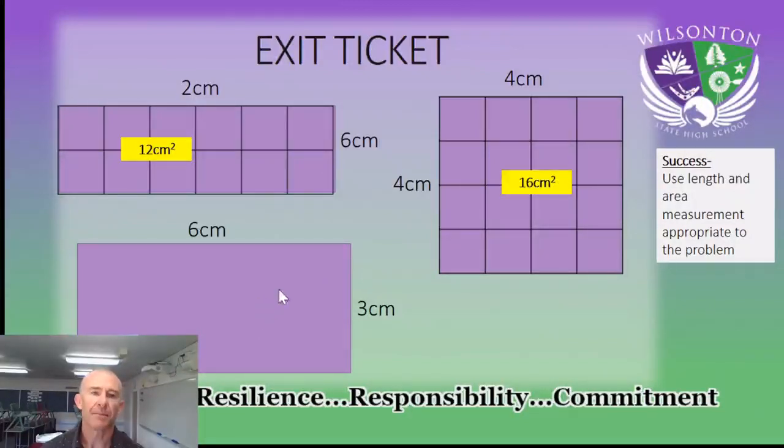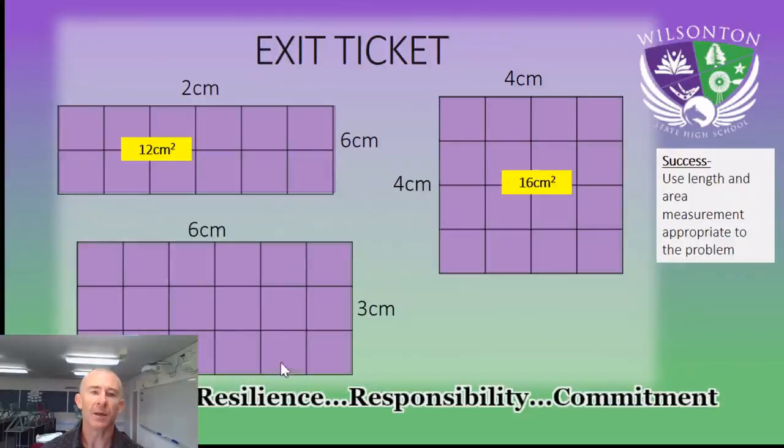And the last shape, we have 6 centimetres wide by 3 centimetres high. If we put the grid in there, we could count out all those individual boxes, but we just use our rule. 3 times 6 equals 18 squared centimetres.